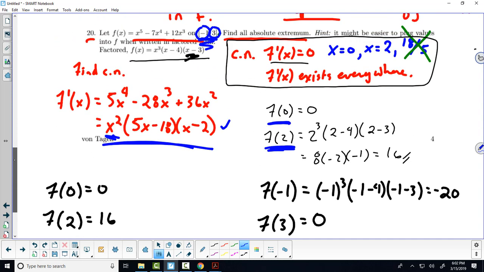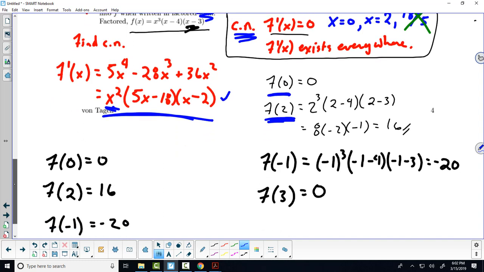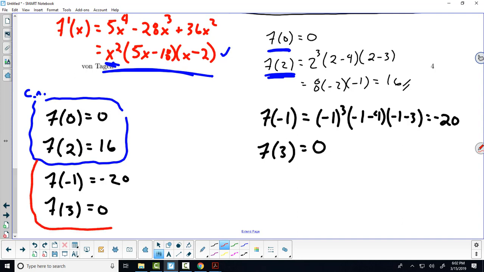The potential candidates to be the global maxes and global mins were the critical numbers of the function and the endpoints of the function. So I went ahead and plugged the critical numbers into the function, and I went ahead and plugged the endpoints into the function. Okay? So now we're ready to actually go through and classify these.